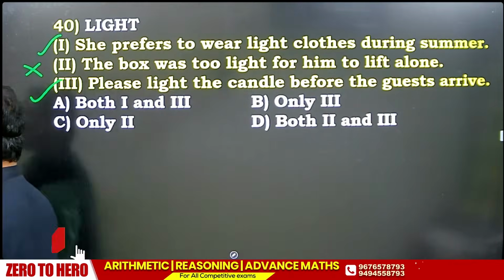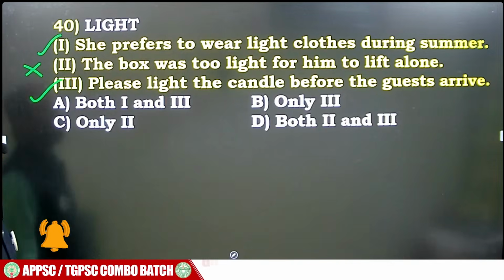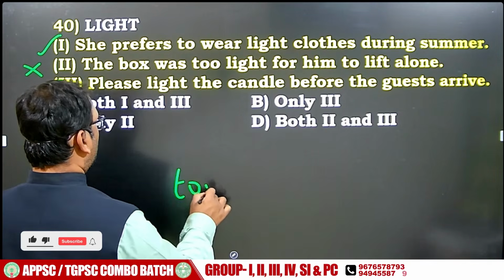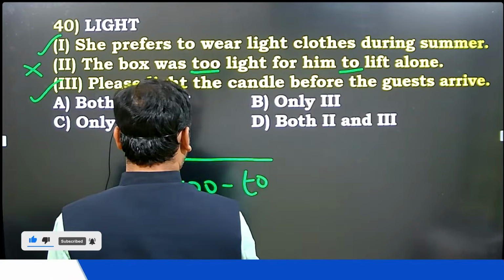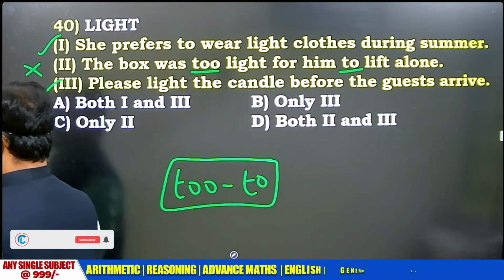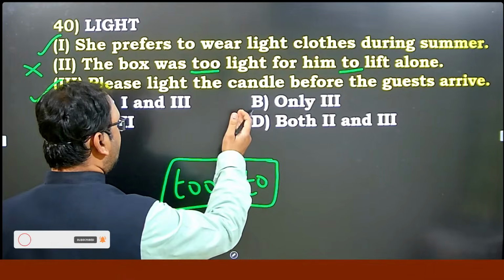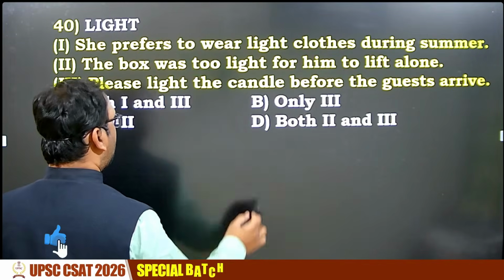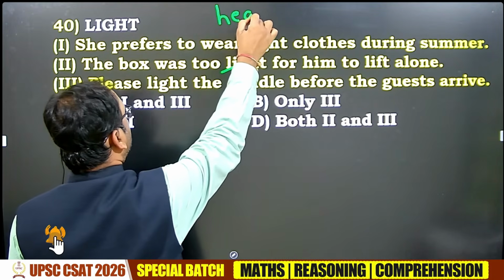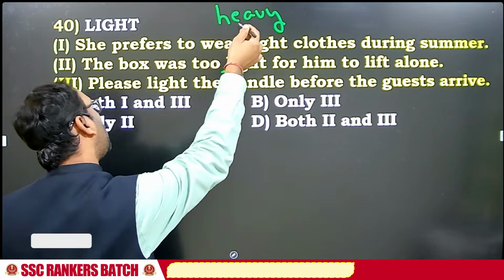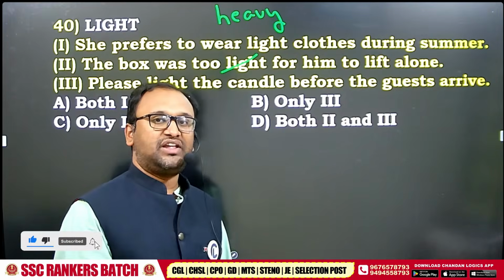What is the problem in the second option? When we say "too heavy to lift," the meaning of the sentence is that he is not able to lift it. If the box is light, what is the problem? The problem is you cannot use "light" here. Rather, you have to use "heavy" there. The box was too heavy to lift.